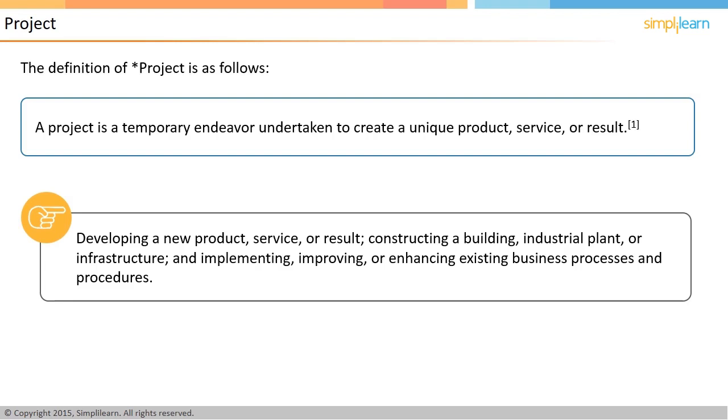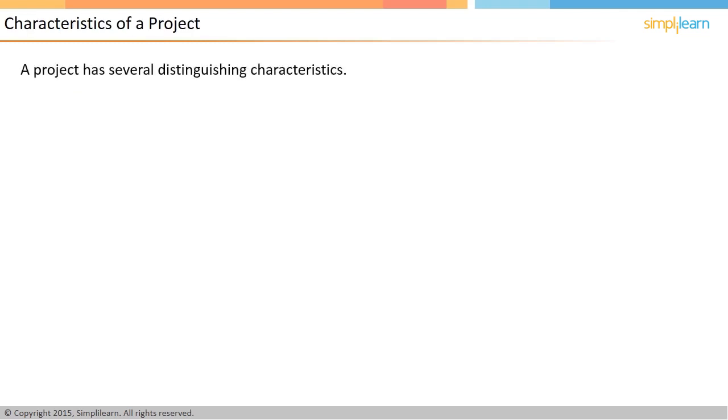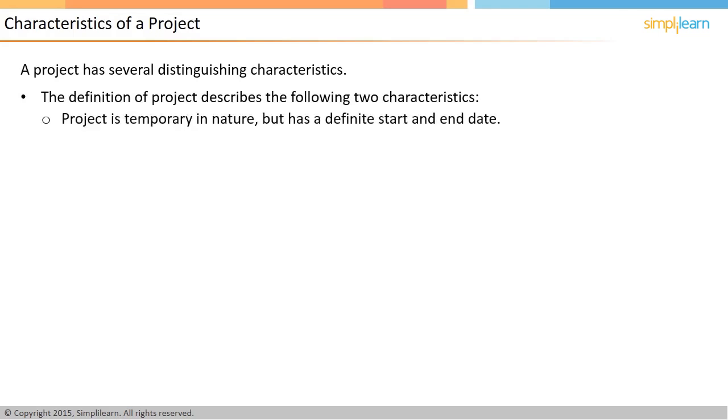In the next screen, we will focus on the characteristics of a project. A project can be distinguished based on its characteristics. The definition describes two characteristics of a project. First, it is temporary in nature. Temporary here does not mean short in duration. A project can extend for long duration based on the requirements.